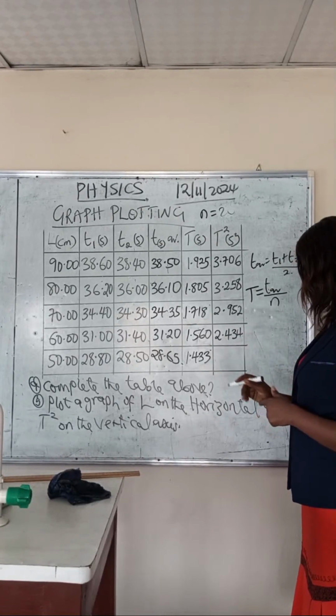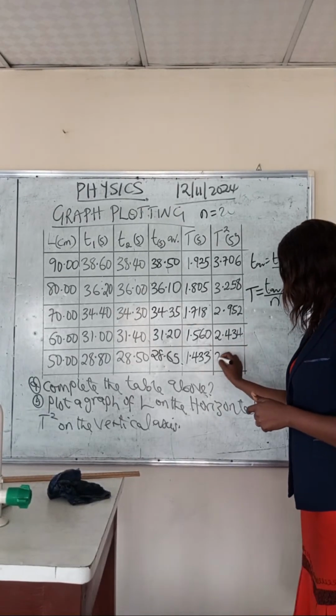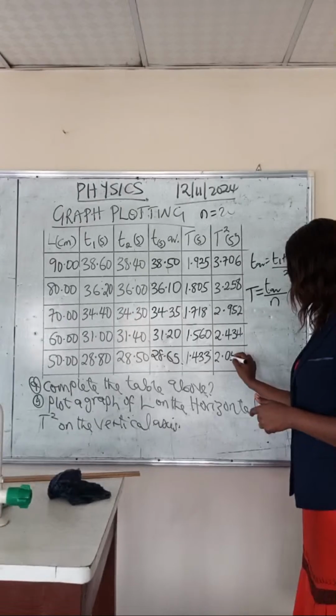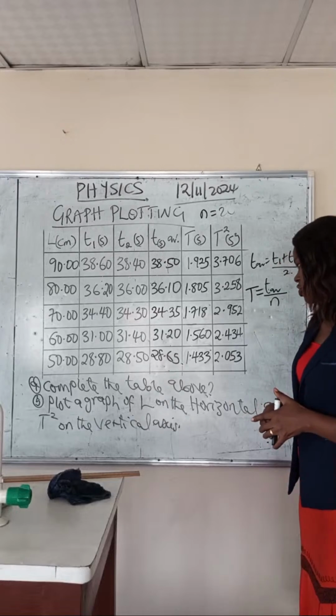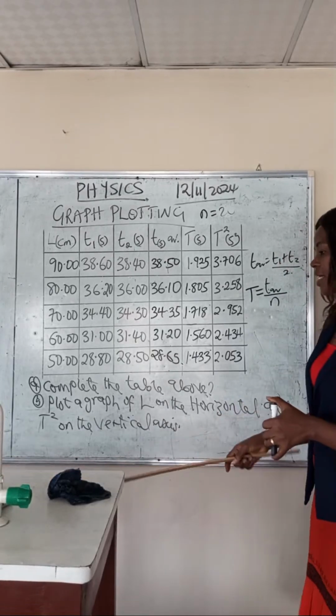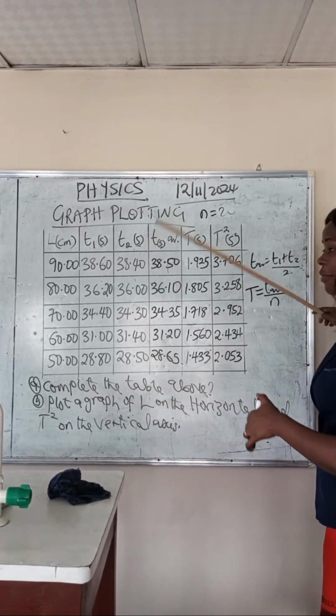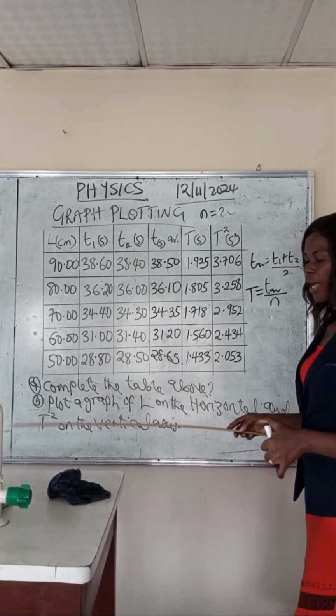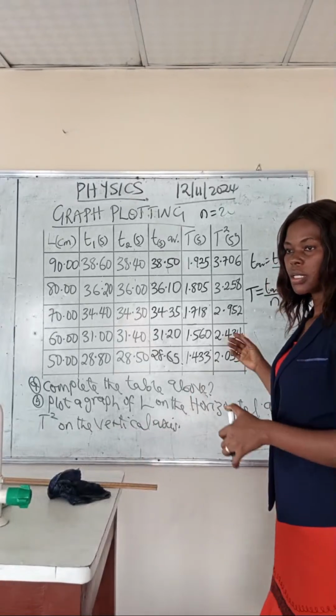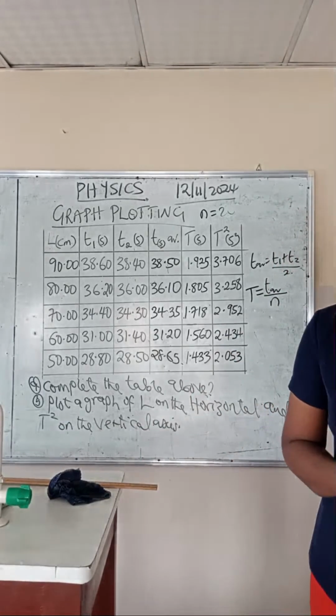Then the last one. 2.0534. 2.053. Alright. So we have just completed the first step, which is to complete the table above. Now you need to plot the graph. Write what you have on the board. Let us start the graph plotting.